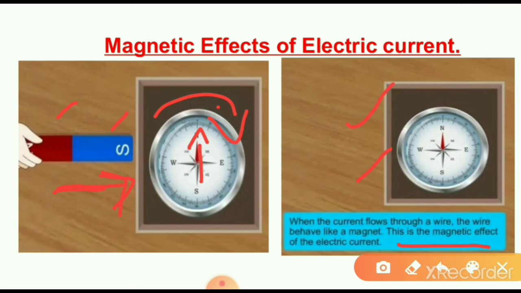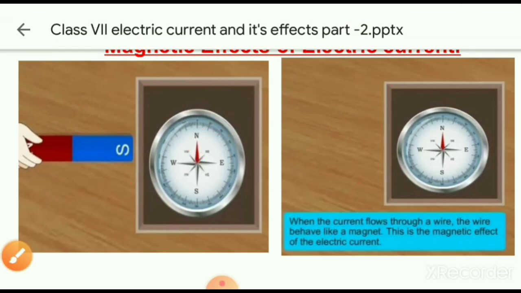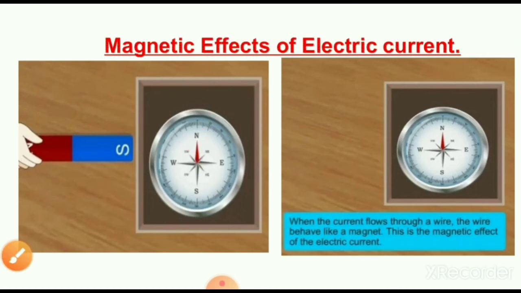So finally, what is the observation we conclude? When the current flows through a wire, the wire behaves like a magnet. This is known as the magnetic effect of electric current. I hope everyone has understood about the magnetic effect of electric current.